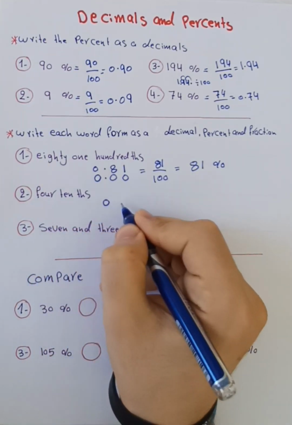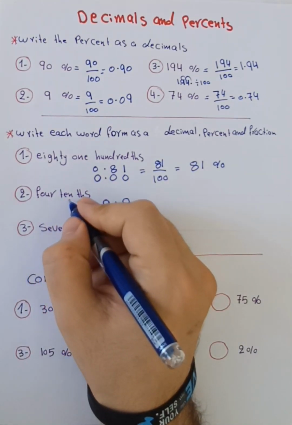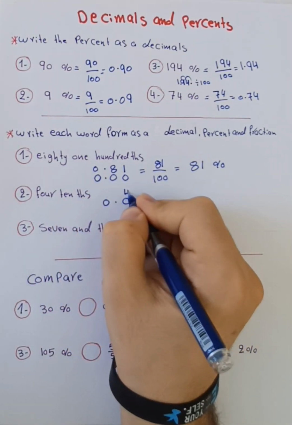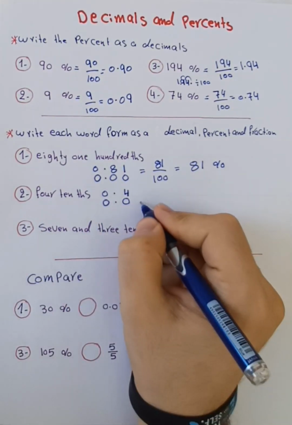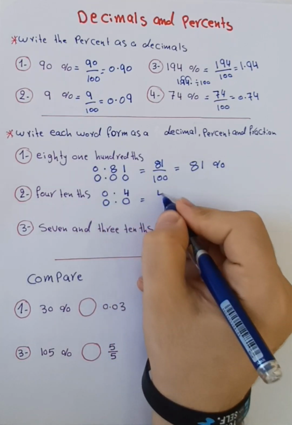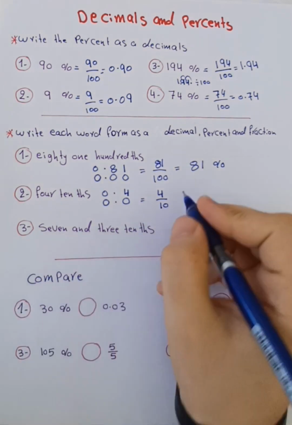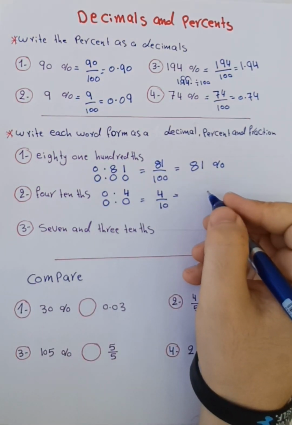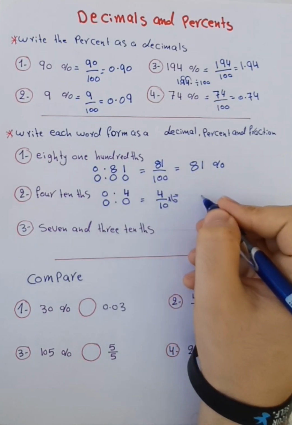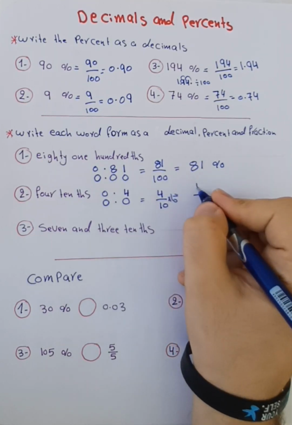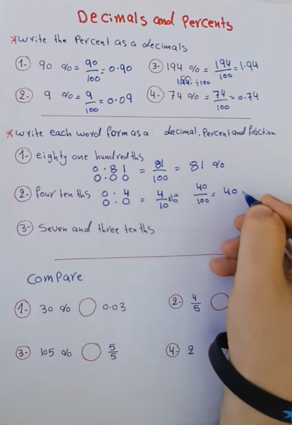Example number 2, we have 4 tenths. So this is 4, and this one should be 0. This is 4 tenths. The fraction form for 4 tenths is 4 out of 10. And the percent form, we have to multiply 4 out of 10 by 10. So 10 times 4 is 40, and 10 times 10 is 100, equal to 40%.